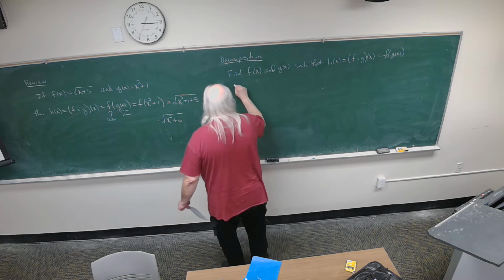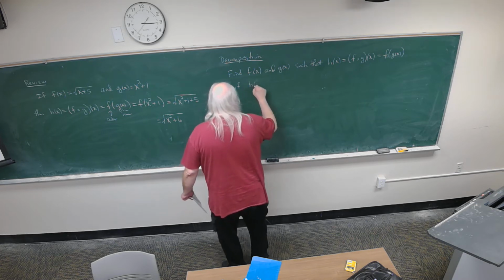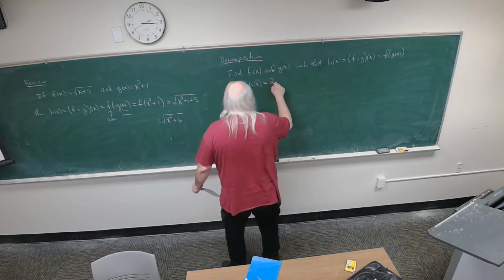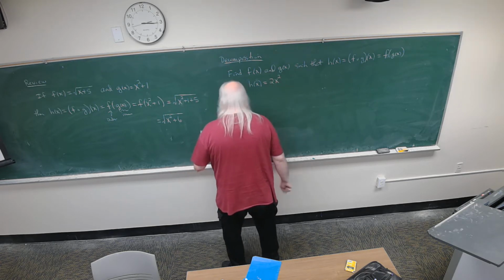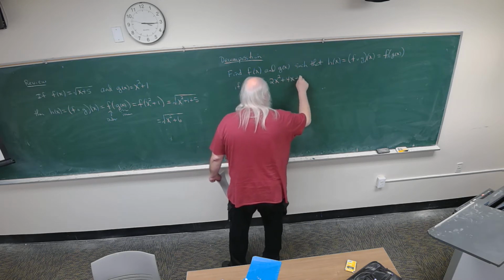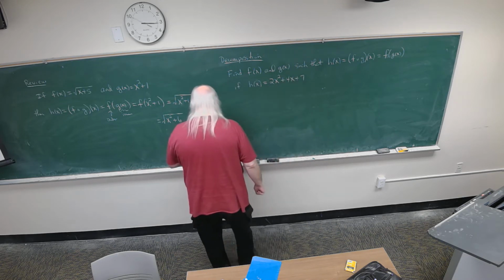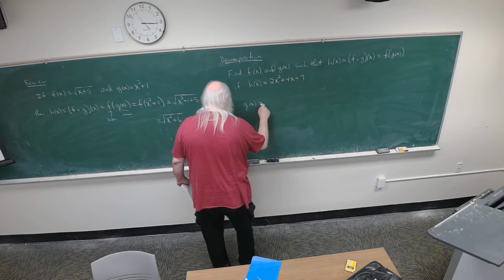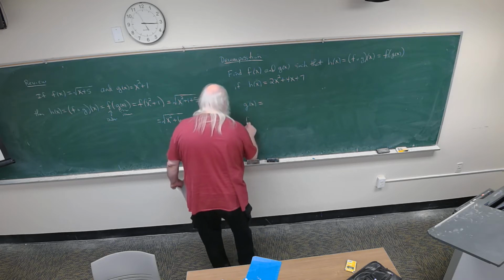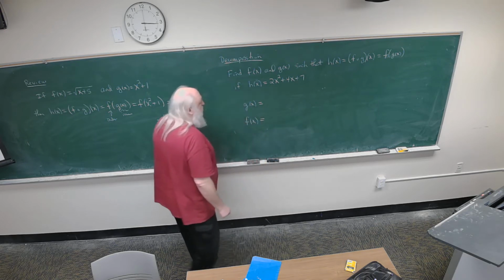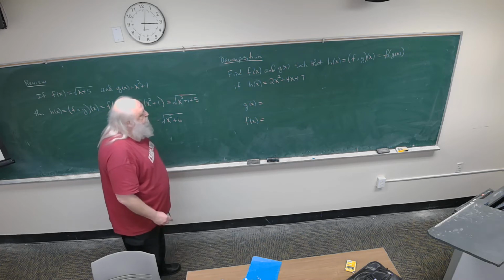If h of x is equal to the quadratic function 2x squared plus 4x plus 7. G of x is the inner function, f of x is the outer function.